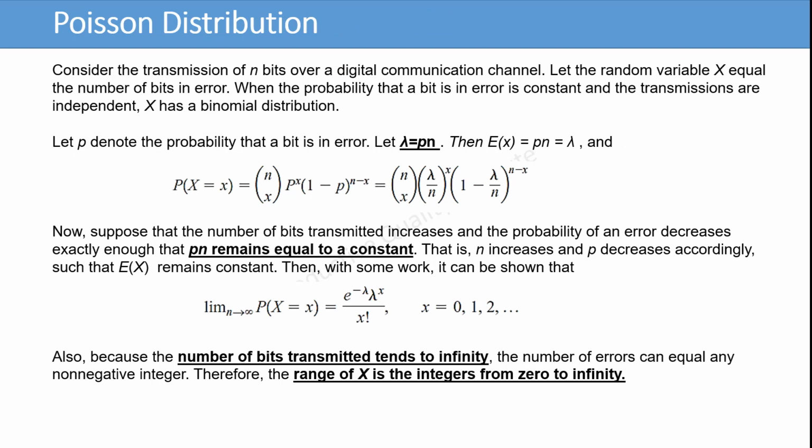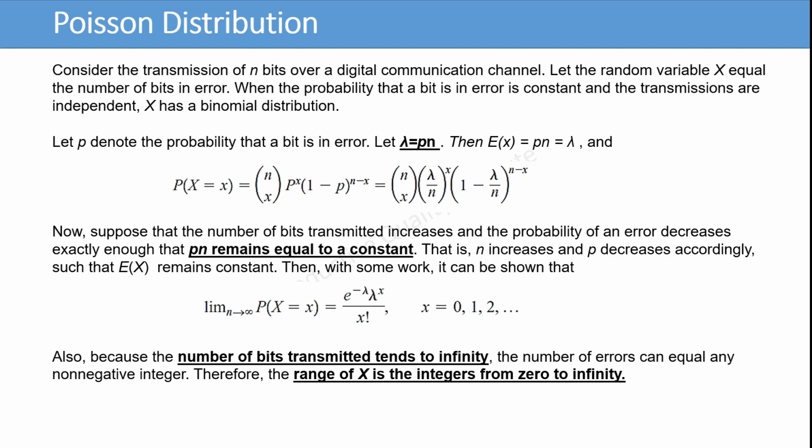In order to understand the Poisson distribution, consider the transmission of n bits over a digital communication channel. Let the random variable x equal the number of bits in error. When the probability that a bit is in error is constant, and the transmissions are independent, then x has a binomial distribution. Let p denote the probability that a bit is in error, and let lambda be equal to p times n. Then E of x is equal to p times n, which is equal to lambda.